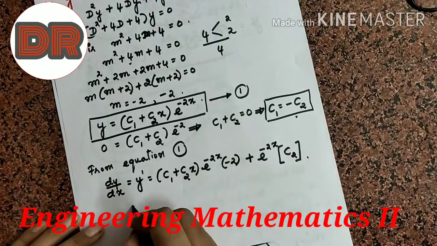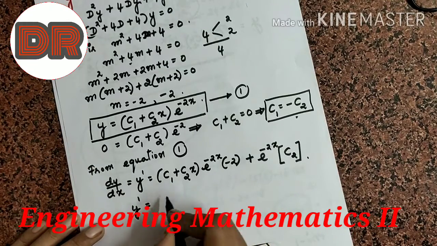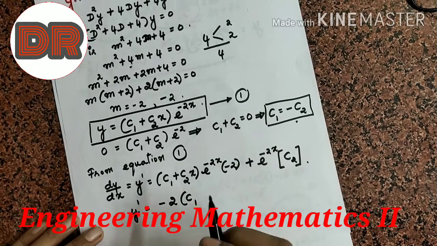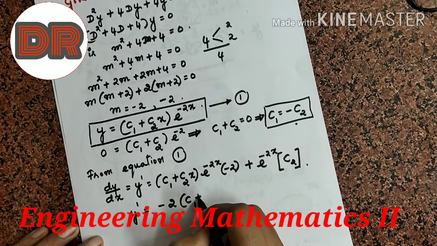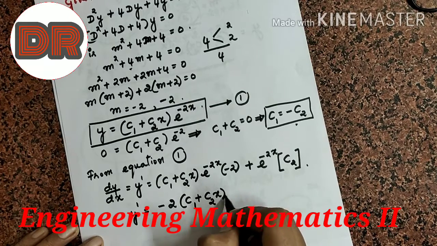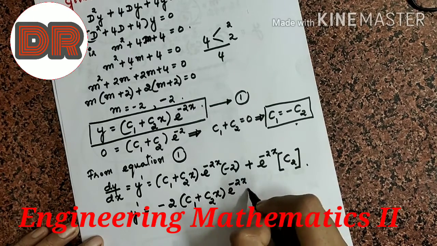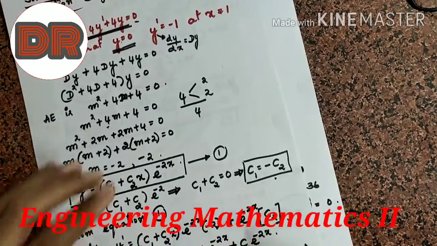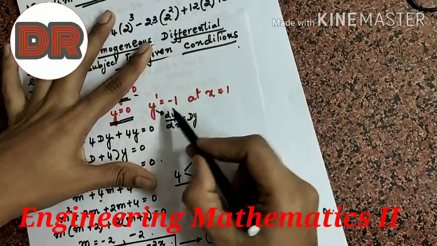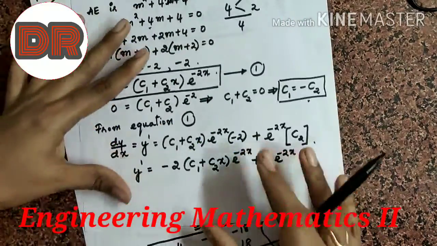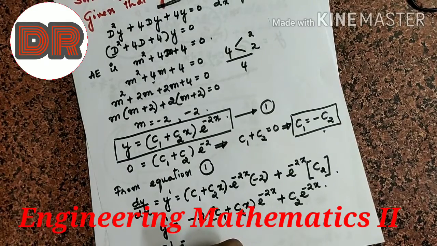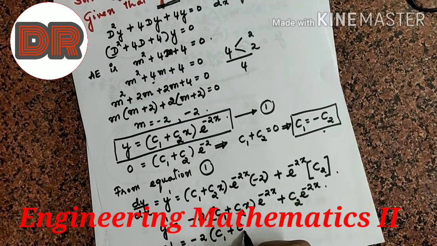So we can write y dash is equal to minus 2 c1 plus c2x e to the power minus 2x plus c2 e to the power minus 2x. Now let us use the condition at x is equal to 1, y dash will be equal to minus 1. So I will substitute that here. So y dash will be equal to minus 1 at x is equal to 1. So wherever x is there, you just put 1.